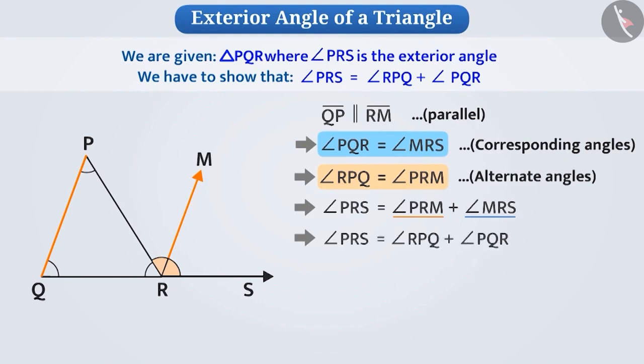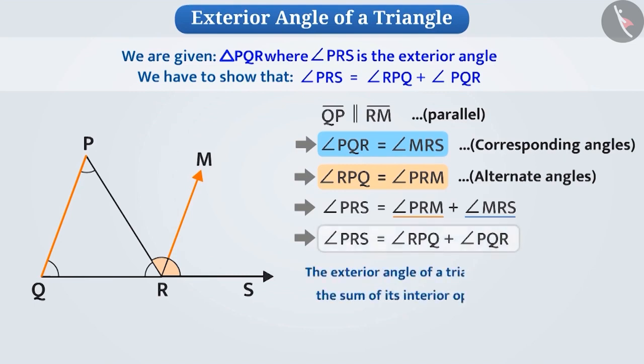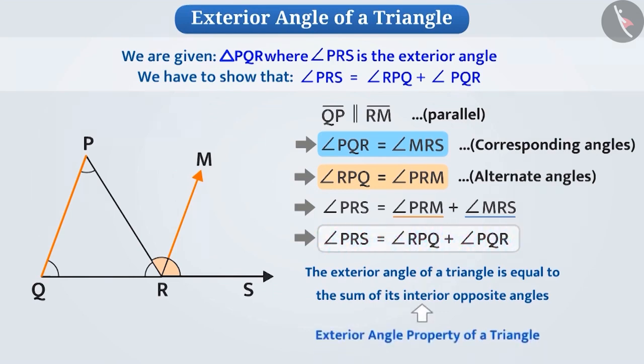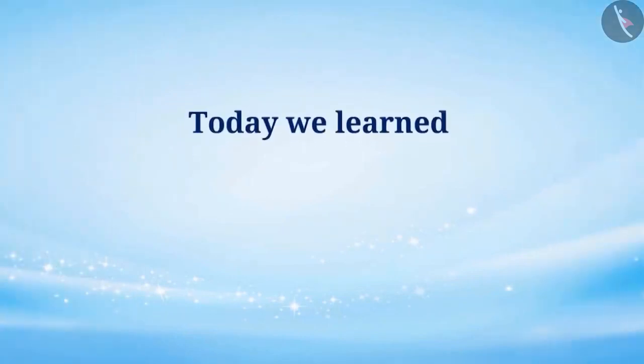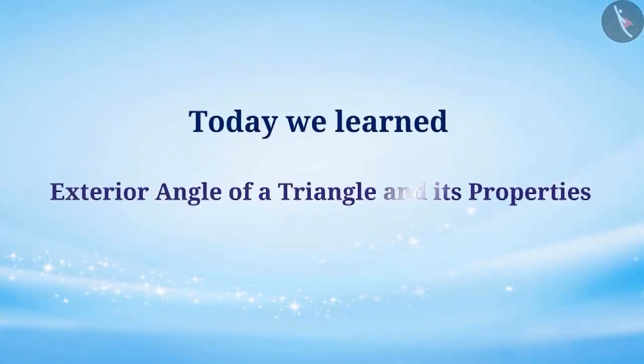This verifies the fact that the exterior angle of a triangle is equal to the sum of its interior opposite angles. The above relation between an exterior angle of a triangle and its two interior opposite angles is referred to as the exterior angle property of a triangle. By now you must have understood the concept properly. Today we learned about the exterior angle of the triangle and its properties. In the next video, we will see some examples related to this concept.